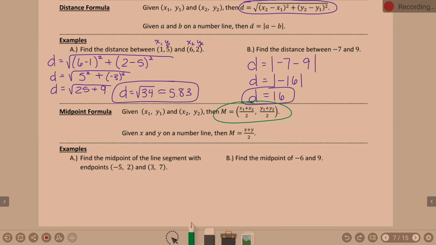Again, does it matter which one's x1, y1 and x2, y2? It doesn't matter which is which. So in order to find my midpoint, I'm going to start by doing x1 plus x2, so negative 5 plus 3 divided by 2. Add the x's, divide by 2. And then the other part, I'm going to add my y's and divide by 2.